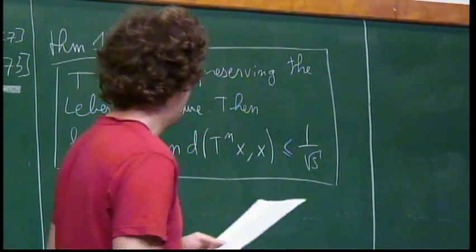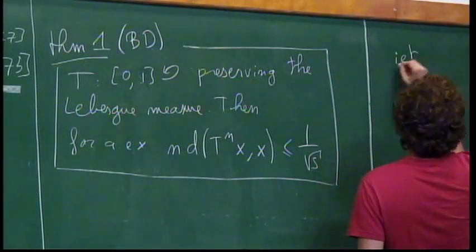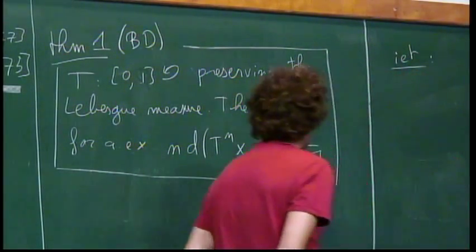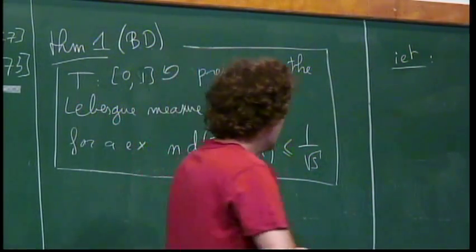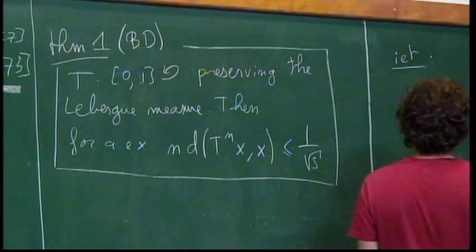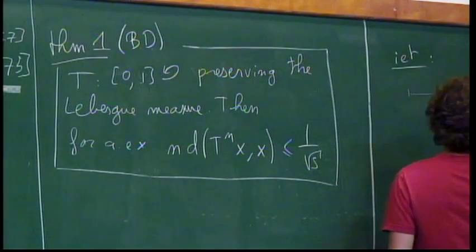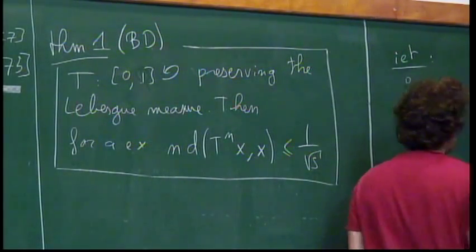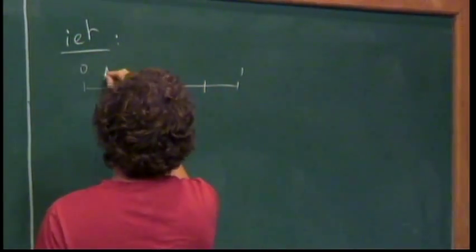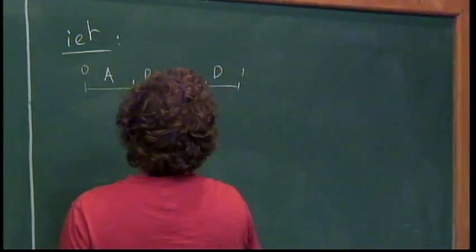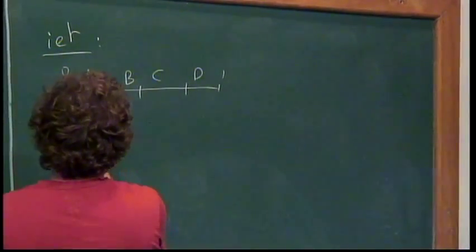So I need to define what an interval exchange map is. IETs are somehow the simplest maps that preserve the Lebesgue measure, which are piecewise isometries. So you pick the segment [0, 1], you cut it into pieces, let's say 4 for this example, and you reorder them according to a permutation that you choose at the beginning.